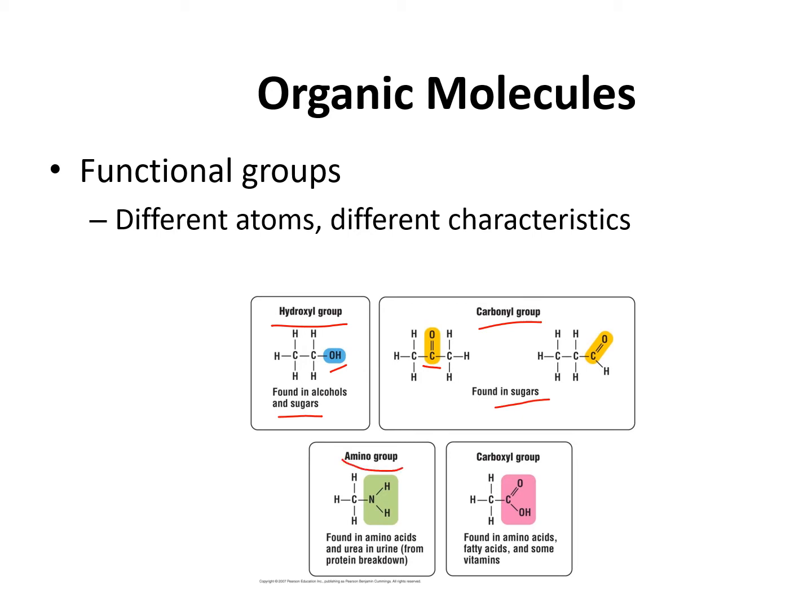The amino group is composed of nitrogen and two hydrogens, and this is found mainly in amino acids, which form the basis for proteins. And lastly, the carboxyl group. This is a carbon bound to two oxygens and a hydrogen, and this is found in amino acids and some fatty acids.